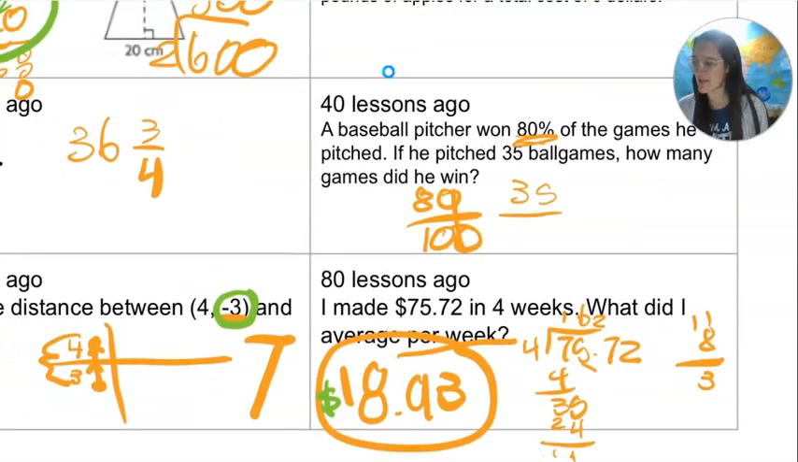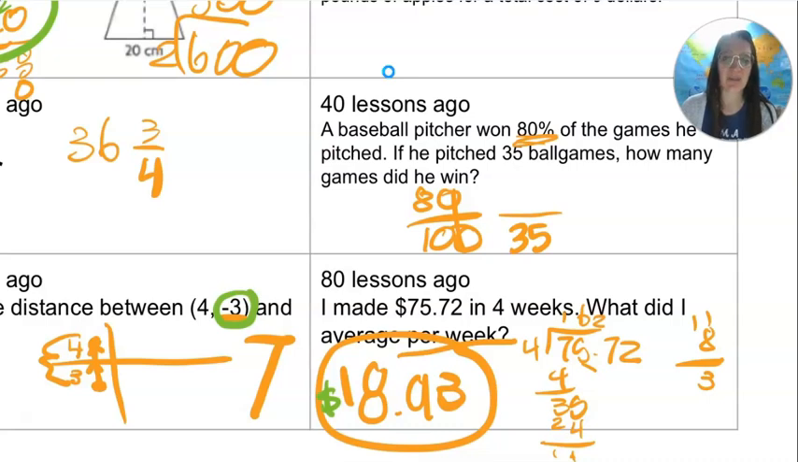Okay, so she set this up, percent over 100, awesome. If he pitched 35 games, the only mistake she has here is that 35 is not the part that she won. 35 is all of the games that the baseball pitcher pitched, right? We're looking for the part that he won. So that's why that 35 needs to go on the bottom.